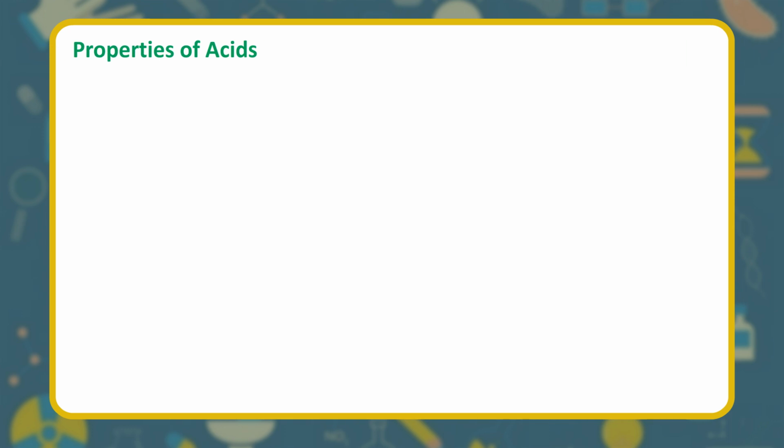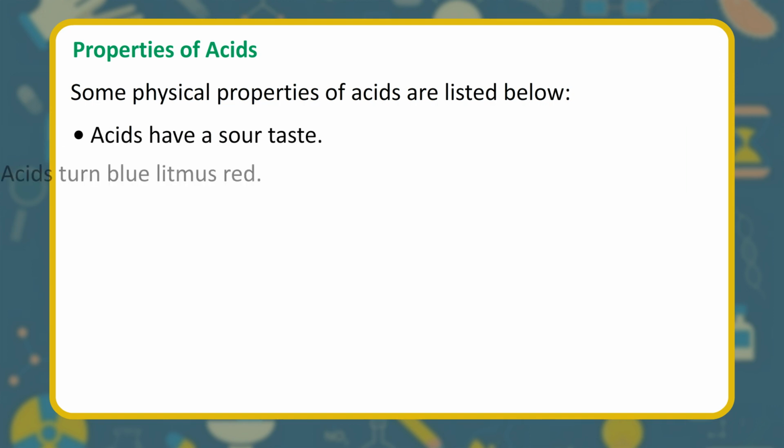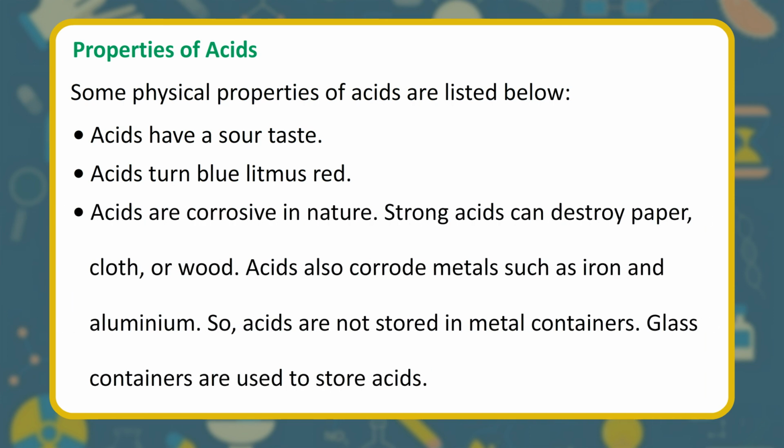Properties of acids. Some physical properties of acids are listed below. Acids have a sour taste. Acids turn blue litmus red. Acids are corrosive in nature. Strong acids can destroy paper, cloth, or wood. Acids also corrode metals such as iron and aluminium.